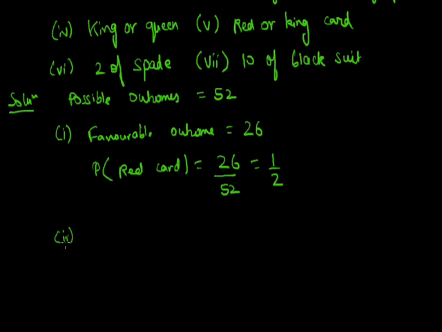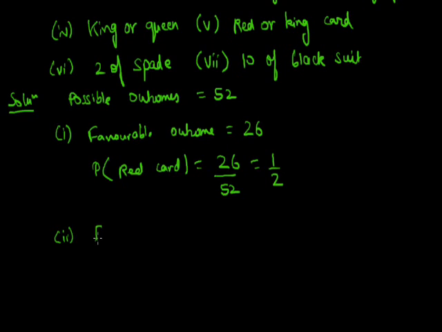In the second case, we need to find the probability of getting a red king. First thing we need to see is that, as you can see, there are two red suits. Definitely there are 26 red cards, and in each suit there is only one king. So as there are two red suits, there are two red kings in the pack of 52 cards.